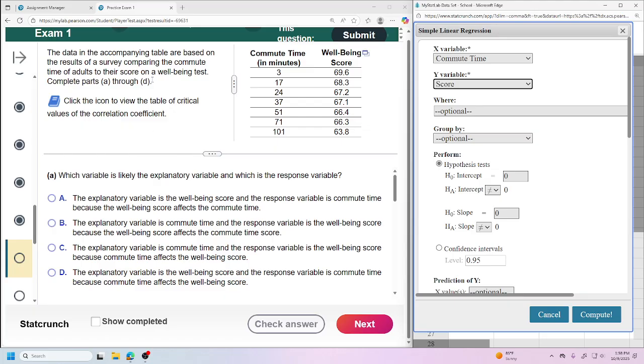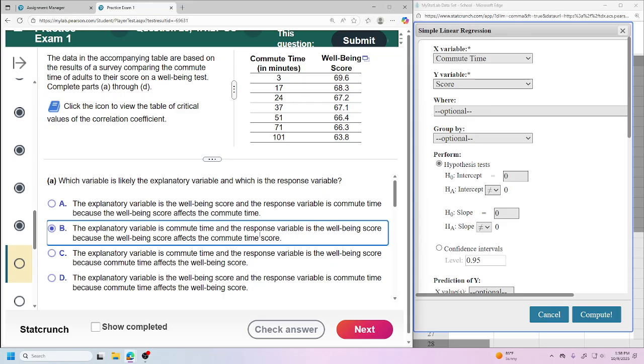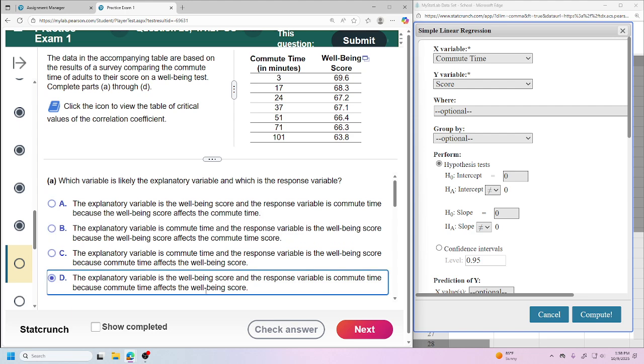Survey comparing this on that. Oh, okay. The score or commute time? Comparing commute time to their score on a test. So the commute time means how long it takes you to get there, and then you take your test. See how the test would be the response afterwards, the Y value. So I think explanatory would be the commute time. Response would be the score. No, because the commute time will affect your score.